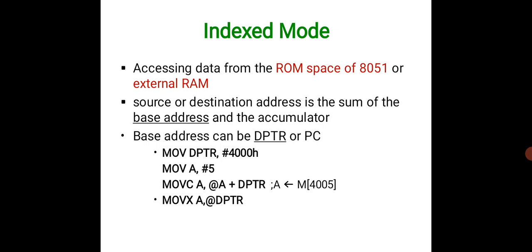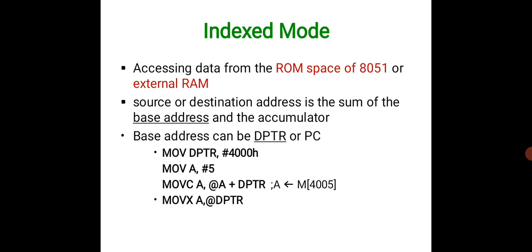Normally when we access the ROM space, the source or destination address will be the sum of the base address and the accumulator, and the base address is normally the DPTR, data pointer, or the program counter. For example, MOV DPTR, #4000H means that I'm moving 4000 to DPTR, and I'm also moving 5 to the accumulator. Suppose I want to move the content of 4005, I can write MOVC A, @A+DPTR, which means that whatever content is at 4005 is moved to the accumulator.